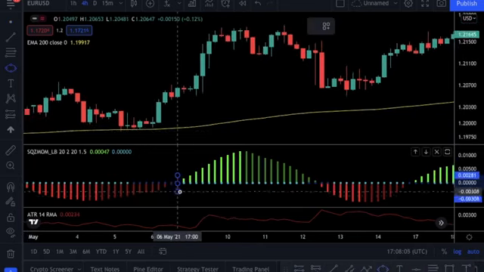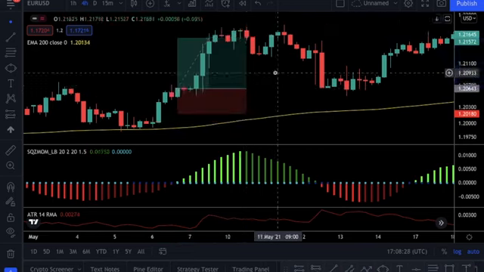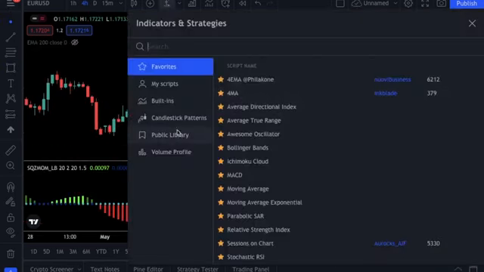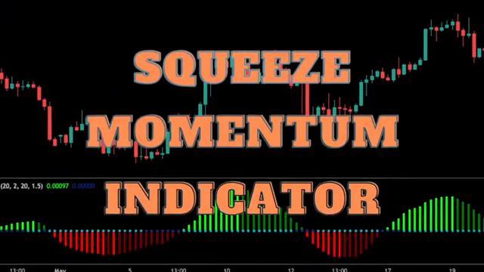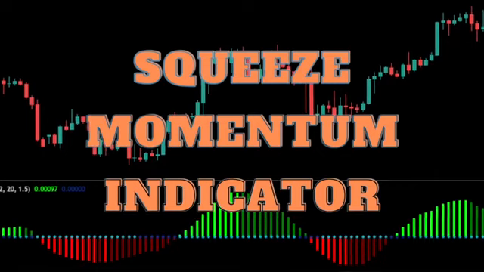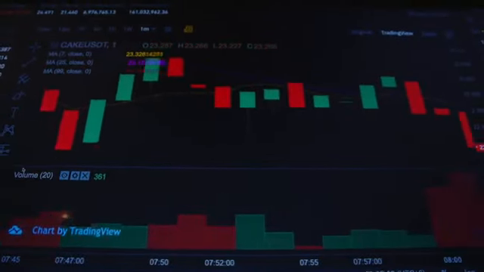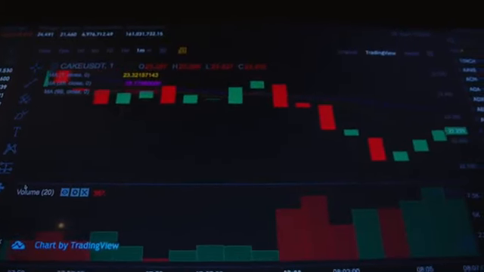Hi traders, in today's video I will show you one of the most popular indicators out there. In fact, it is the most popular indicator in TradingView's public library. It is called the Squeeze Momentum Indicator by Lazy Bear. Don't worry if it is the first time that you are hearing about it. Even if it's a popular indicator, it is hard to find tutorials about it. So in today's video, I will show you some profitable strategies to trade the Squeeze Momentum Indicator.